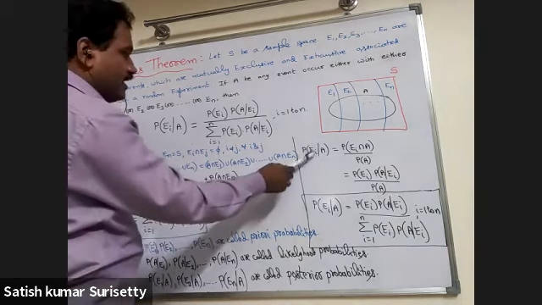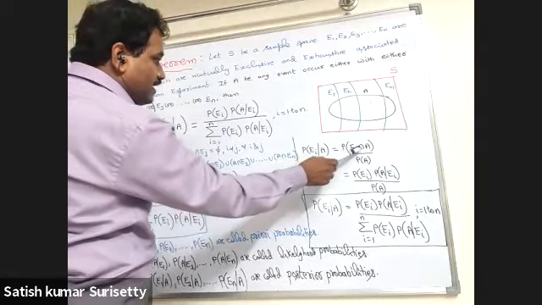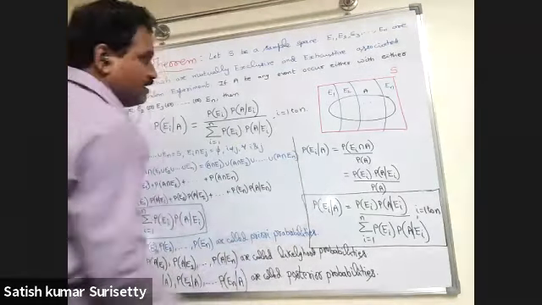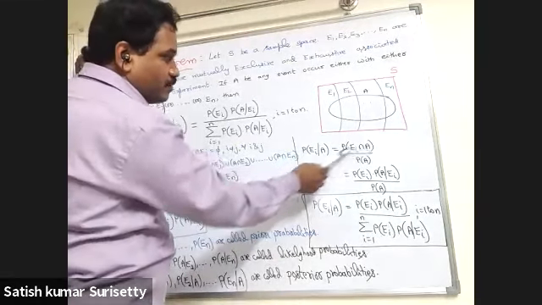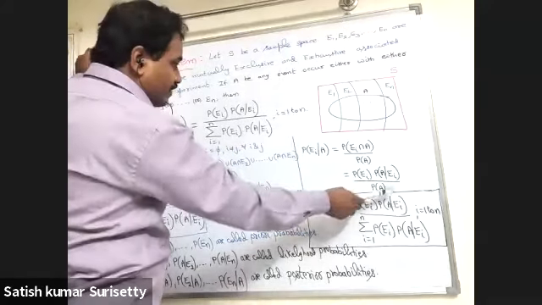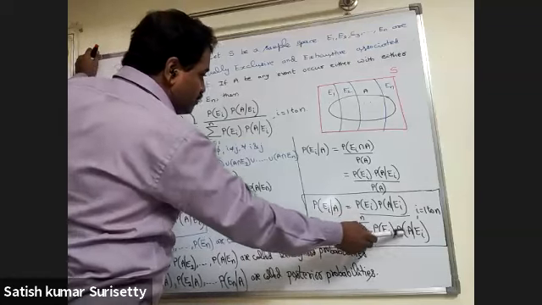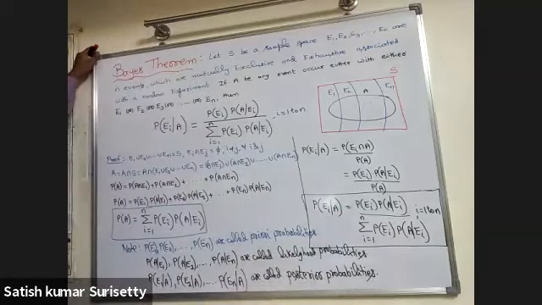Now P of Ei given A, using the conditional probability, we can write as P of Ei intersection A upon P of A. Now again using the multiplication theorem of probability, P of Ei into P of A given Ei upon P of A. And now replace P of A with sigma i equal to 1 to n P of Ei into P of A given Ei, where i equal to 1 to n.